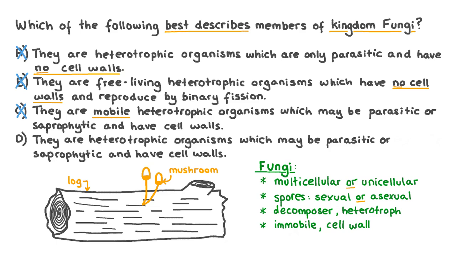The remaining answer choice states that fungi are heterotrophic organisms, which we've already stated is true. It goes on to state that fungi may be parasitic or saprophytic. A parasite is an organism that lives in or on a host and causes that host harm. And a saprophytic organism is one that breaks down decaying matter and absorbs nutrients from it. Well, we know that fungi are heterotrophic decomposers. And the fact they may be parasites is not surprising. Finally, this answer choice states that fungi have cell walls, which is a fact that we've already confirmed. So, the answer choice that best describes the members of Kingdom Fungi is that they are heterotrophic organisms which may be parasitic or saprophytic and have cell walls.